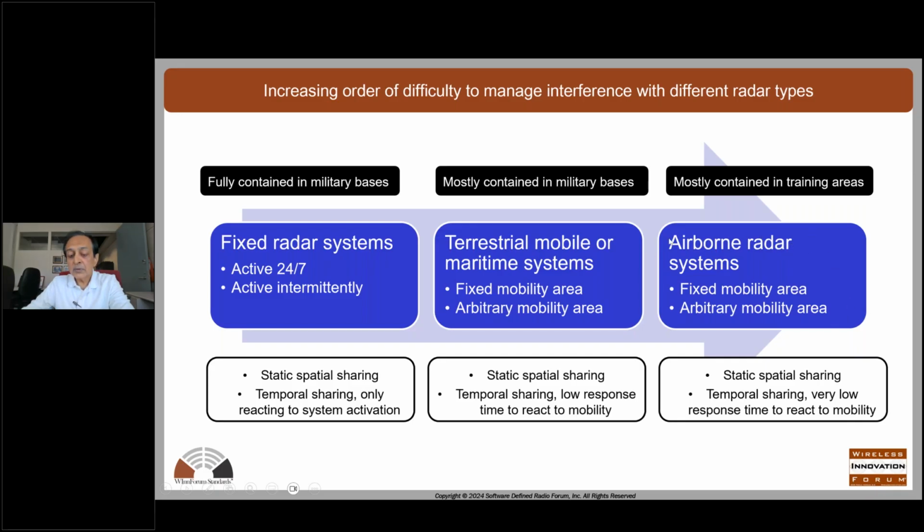So when they're within that defined base or flight path, we can still have a simple static sharing. However, when they are moving outside, the temporal sharing has to be initiated with a very low response time because of the high speed of the mobility of this aeronautical system. So you can see that whatever system or group of systems we come up with, the degree of difficulty increases with the different types of radar.